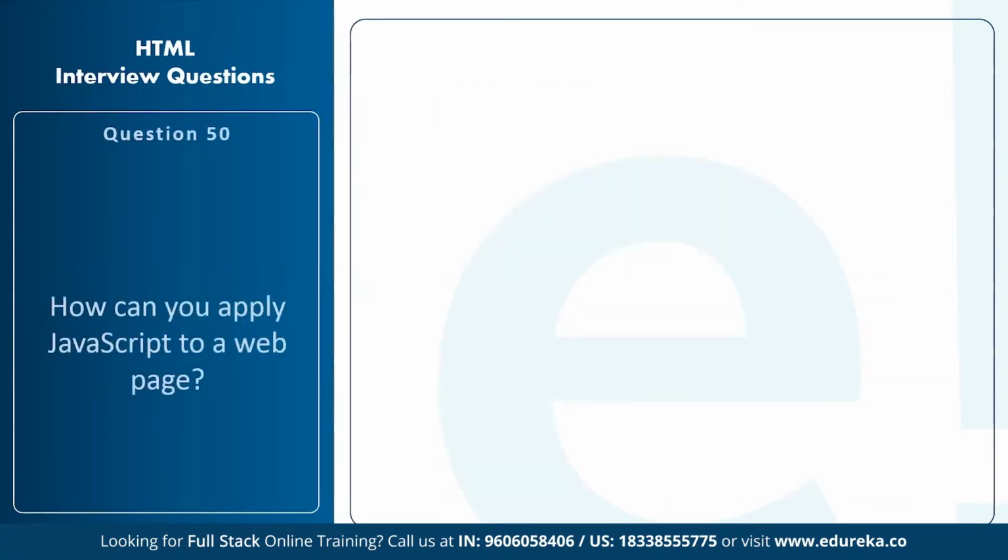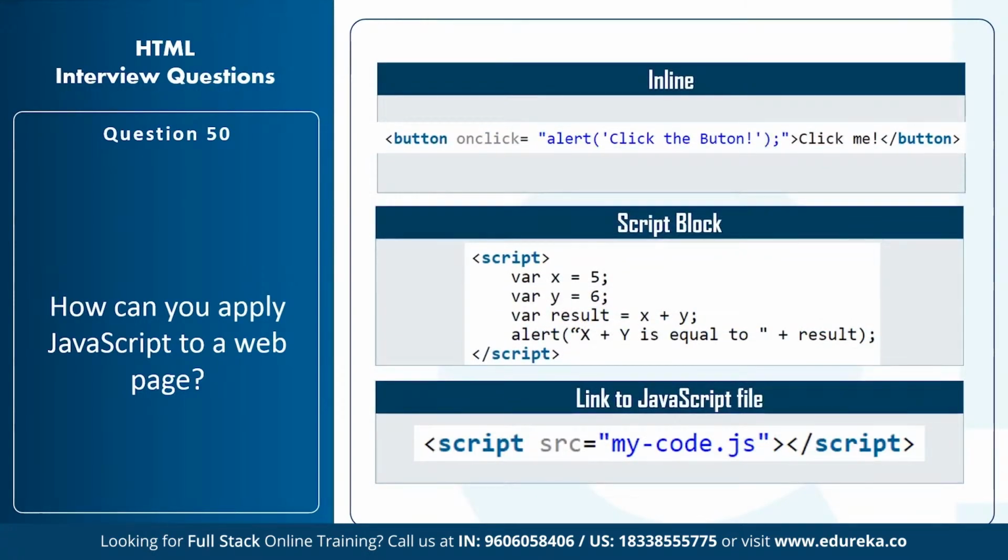Now moving on to the last question, how can you apply JavaScript to a web page? Now in order to make your web page more interactive, you need JavaScript. It is a scripting language that also allows you to interact with certain elements on the page based on user input. As with CSS, there are three main ways to include JavaScript.